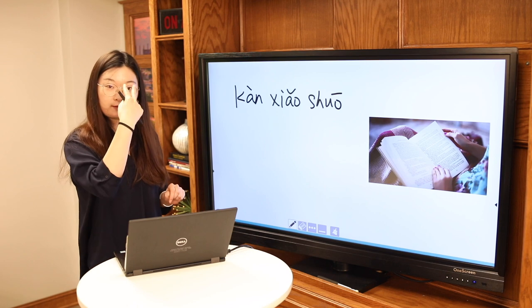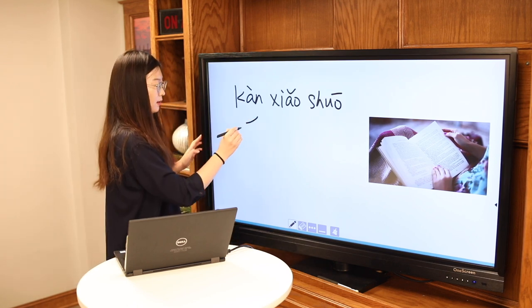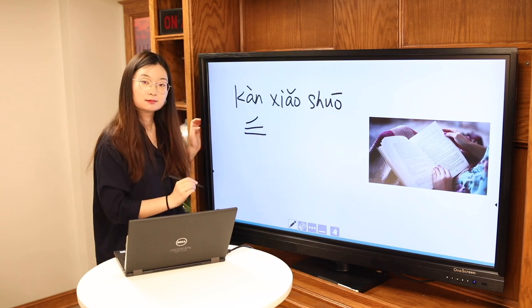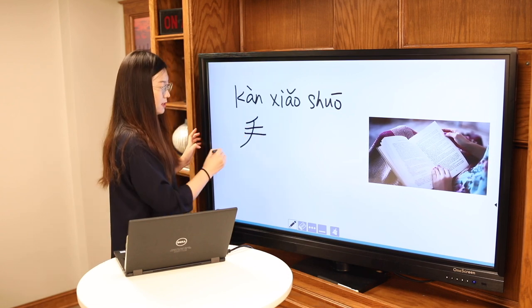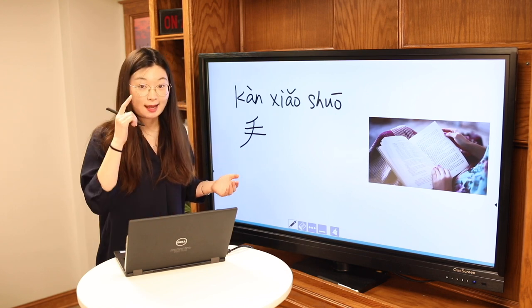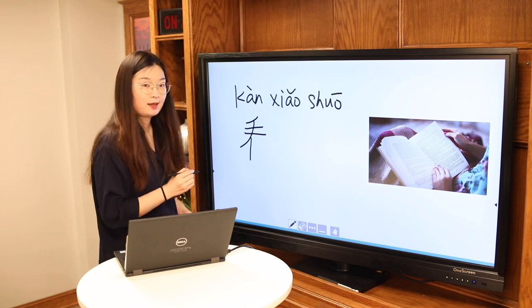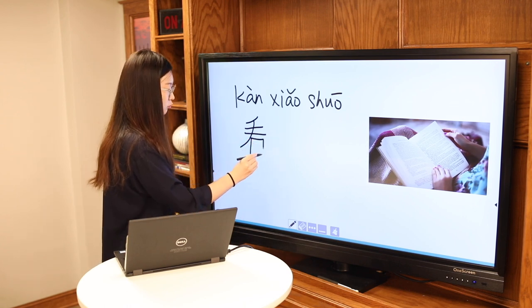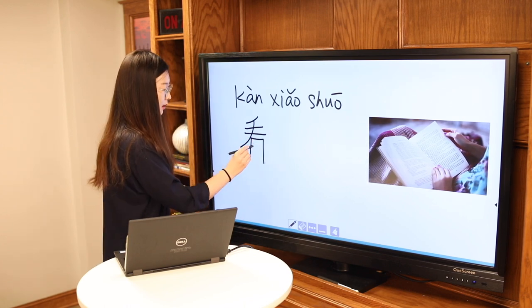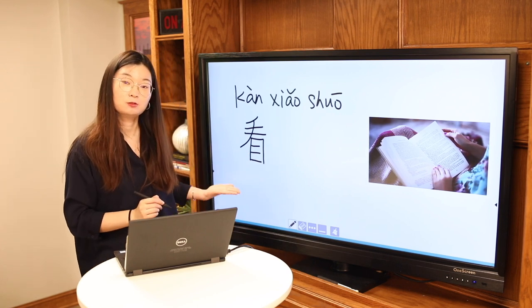Kan xiao shuo. So the character for kan. Pie. Heng. Pie. And then the bottom part is the character for eyes, because you need your eyes to see. So the character for eyes, shu. Heng shu. Heng, heng, heng. Kan. Kan means look or watch.